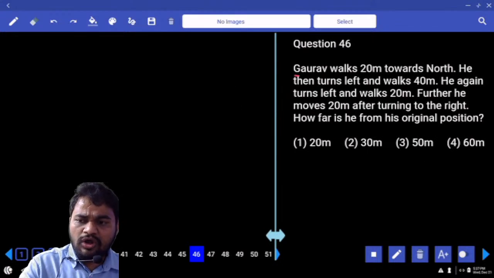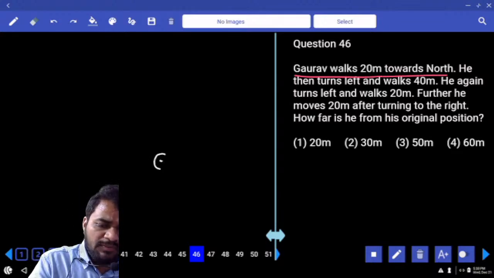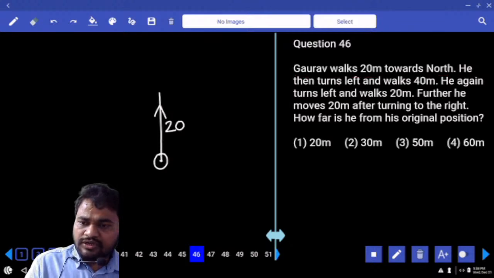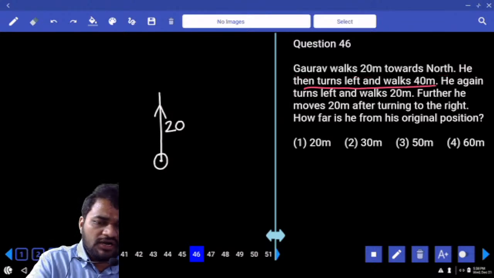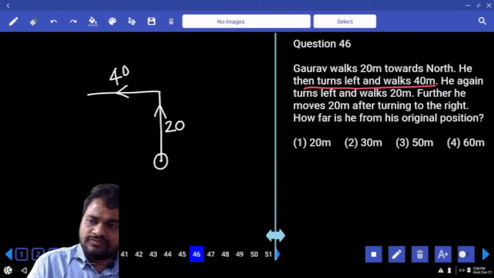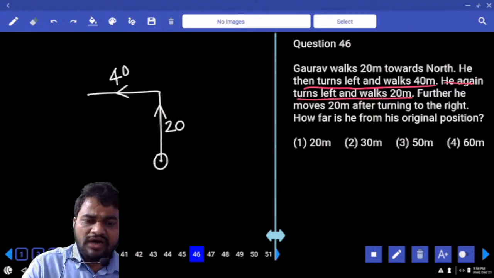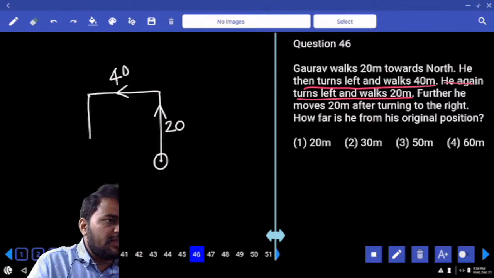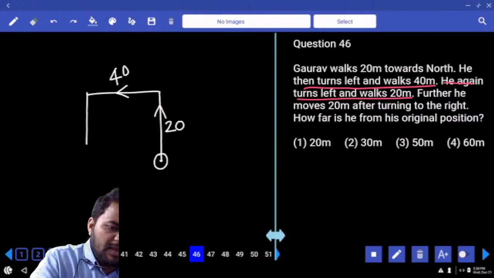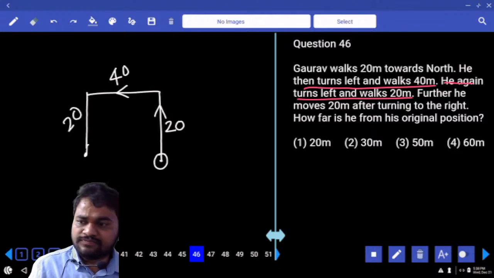Next, directions. Gaurav walks 20 meters towards north. For example, we have a person Gaurav. Gaurav walks 20 meters in the north direction. He then turns left and walks 40. He again turns left and walks 20. As it is 20 meters, the same length has been given, so we need to stop here. So it will be 20.